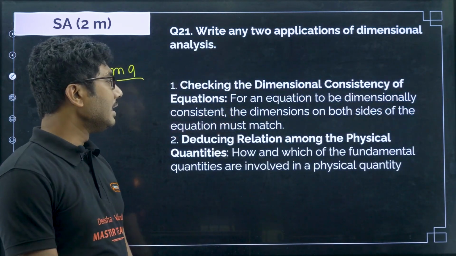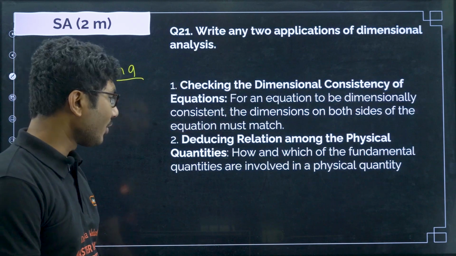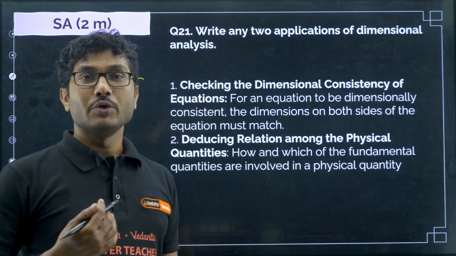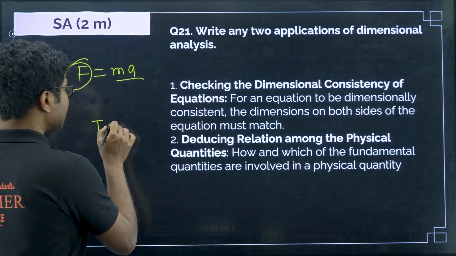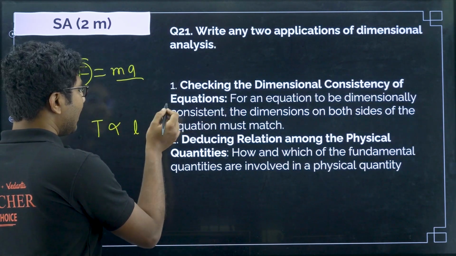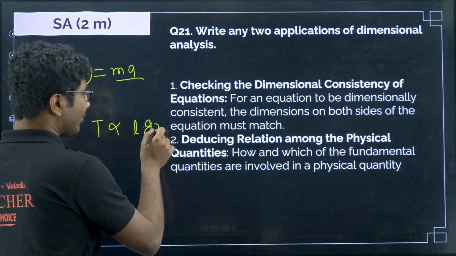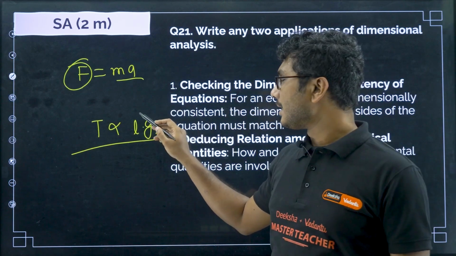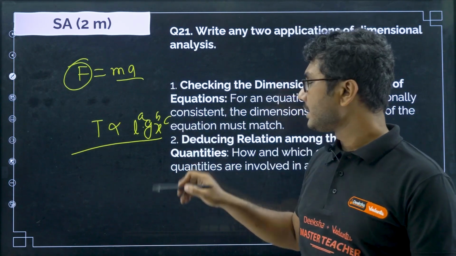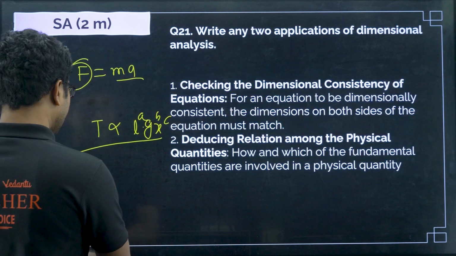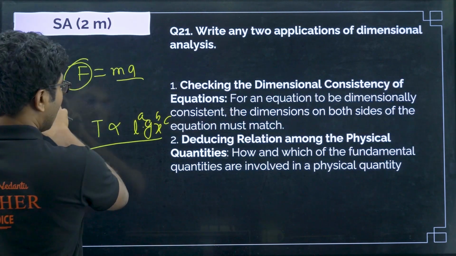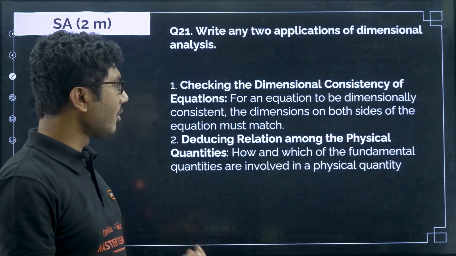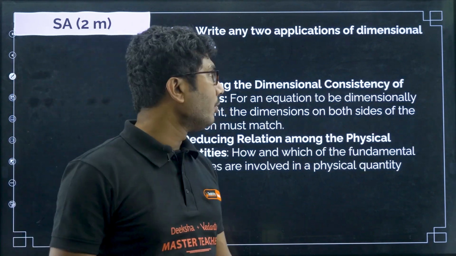Next, move on to deducing the relation among the physical quantities. In some cases, we do not know the exact relationship, how it is related. For example, the time period is related to a few quantities, L, maybe g, maybe some other quantity. So we know they are dependent on these quantities. We will say it is proportional to L to the power a, g to the power b, and so on, and then we solve it. We have solved that. So, deducing the relationship amongst the physical quantities, and which of the fundamental quantities are involved in a physical quantity, is very important to know.